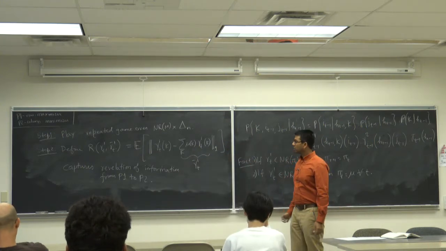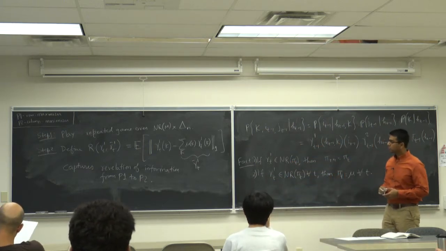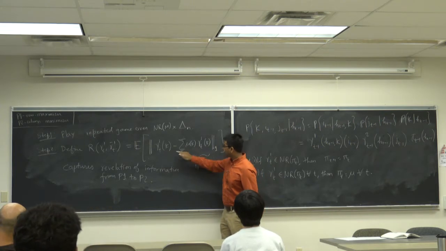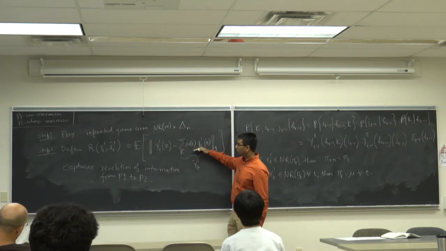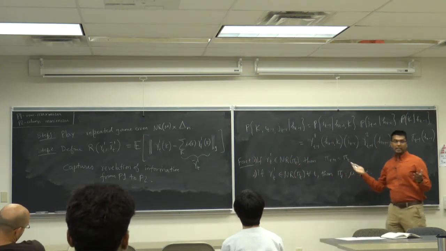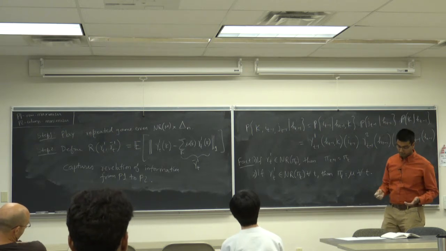Okay, so that's a very easy result to prove, because if this is equal to zero, it means gamma 1 t of k is equal to the mean, which means that all gamma 1 t k's are equal for every k which has positive probability.